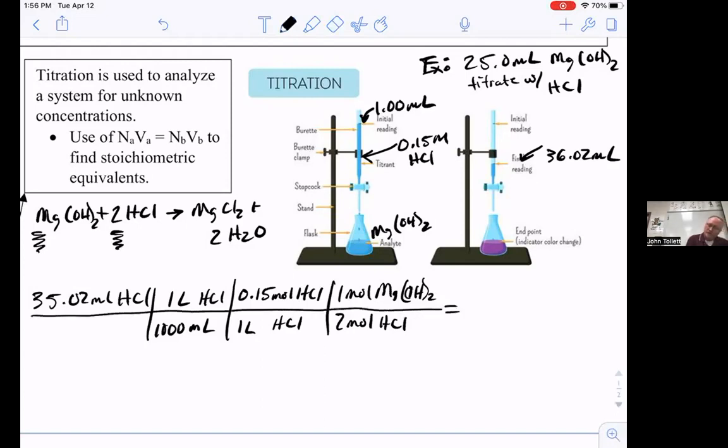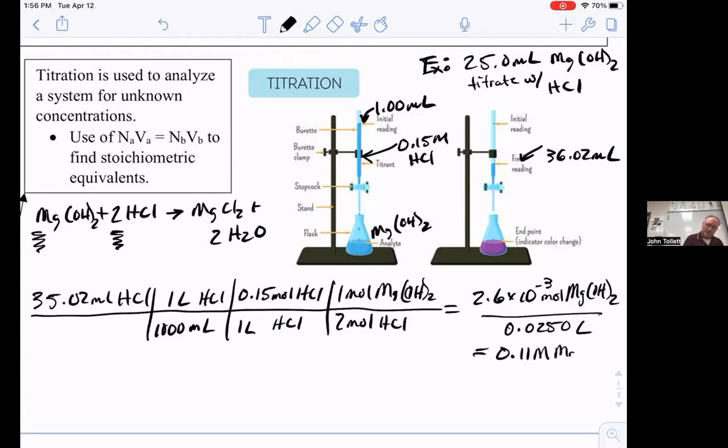At that point, I'll have the number of moles of magnesium hydroxide. I got 2.6 times 10 to the negative 3 moles of the magnesium hydroxide. I would then need to divide this by the volume, which in liters is 0.0250 liters, to find what my answer is. What I end up getting here is 0.11 molar magnesium hydroxide. Now, if that's what I was asked to find, the unknown concentration, I'm finished there. That's it.